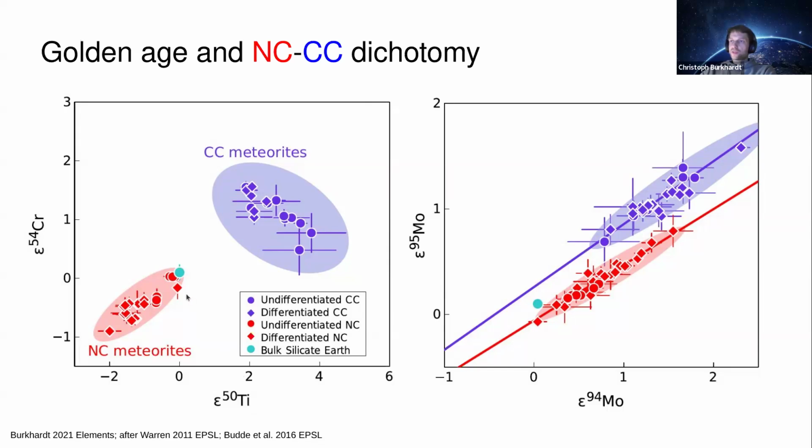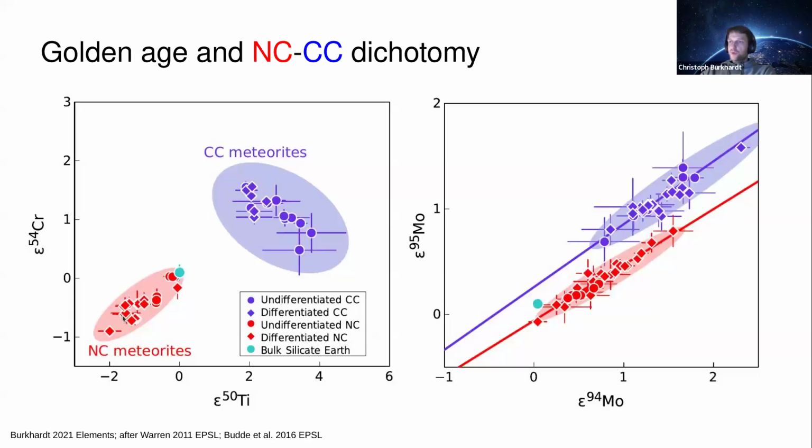Each point in this plot is one distinct parent body. What was shown is that in this isotope anomaly space, there are two fields. All the meteorites plot either in this blue field or in the red field.